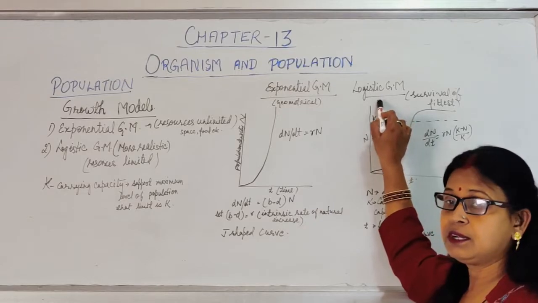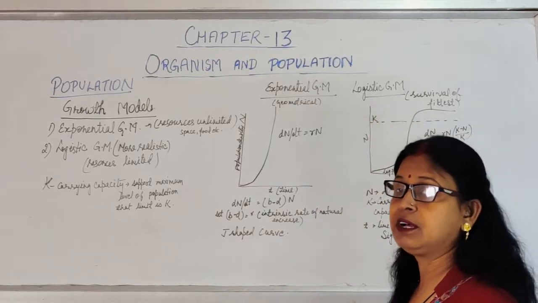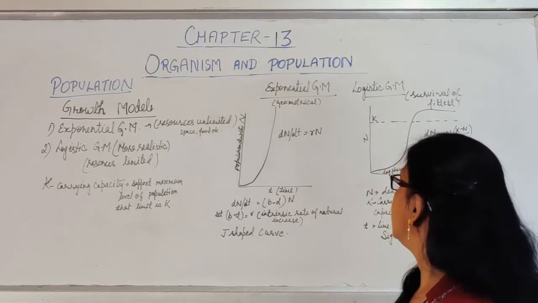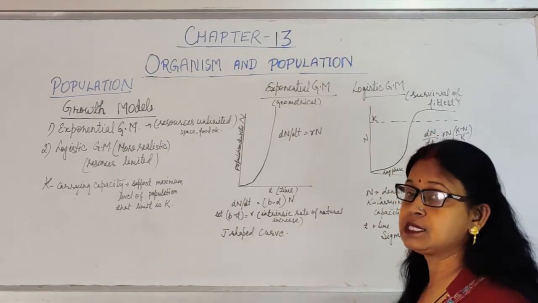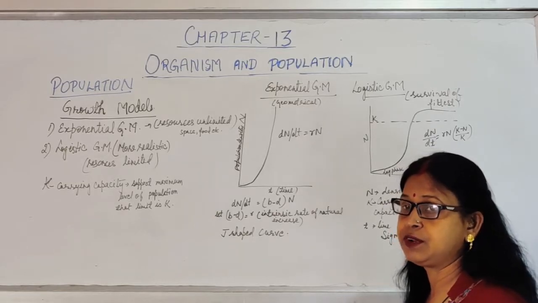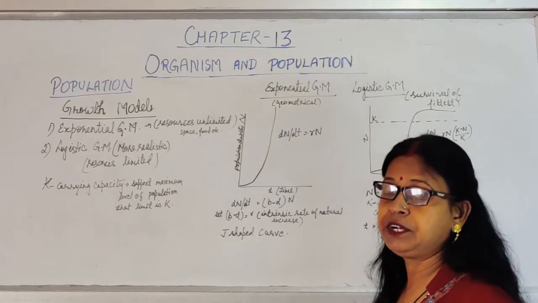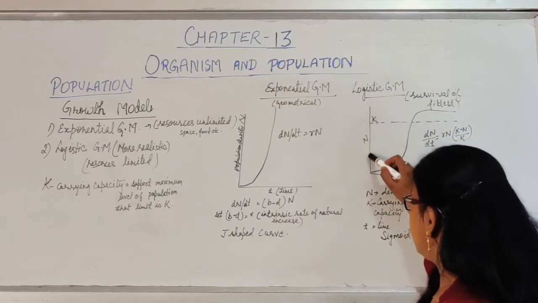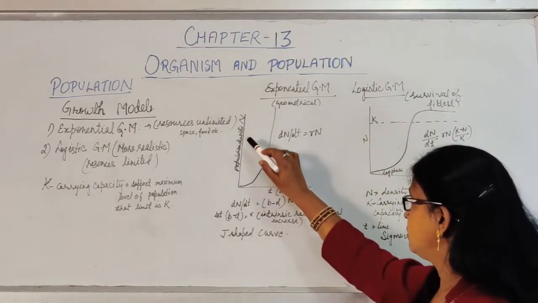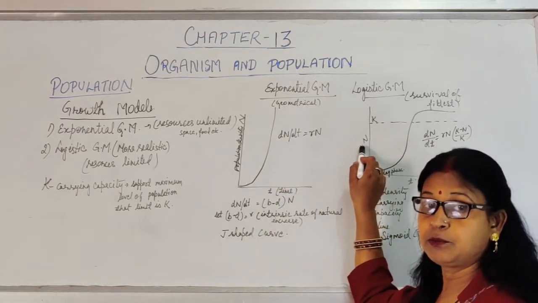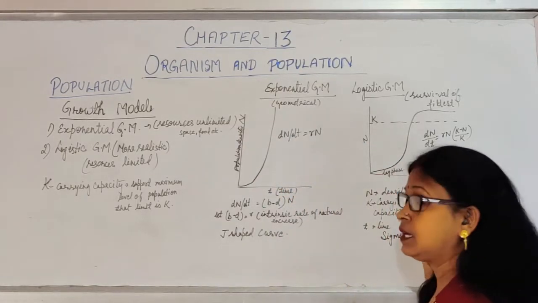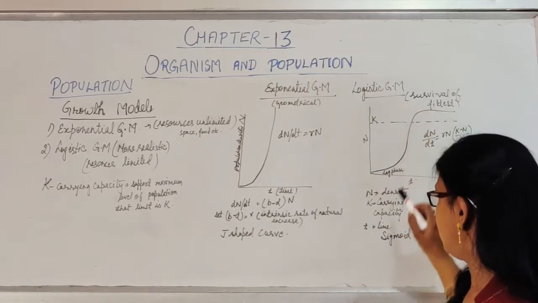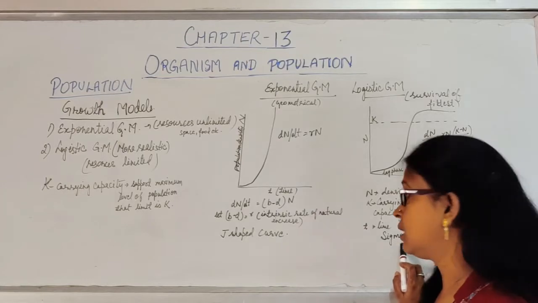Now we'll discuss the realistic growth model. Here, when the resources are limited, which will occur sooner or later, only the survival of the fittest will occur. That means the fit individuals, the fit population, will survive. Now when we plot a graph of density against time, it will appear like an S, or it is known as the sigmoid curve.